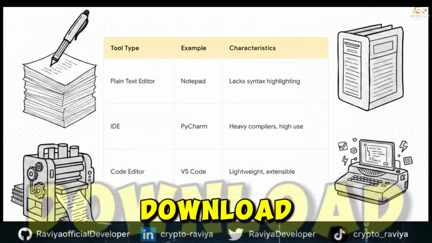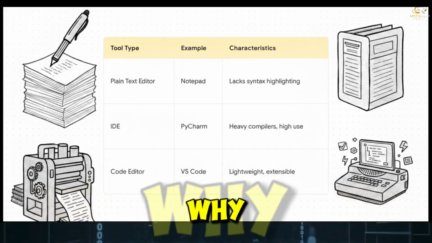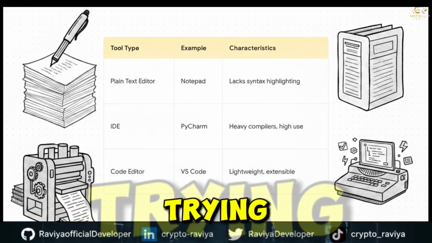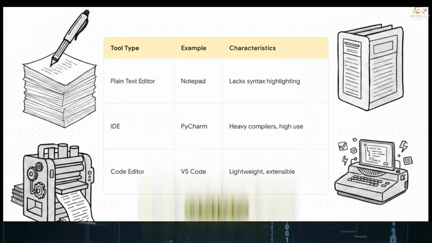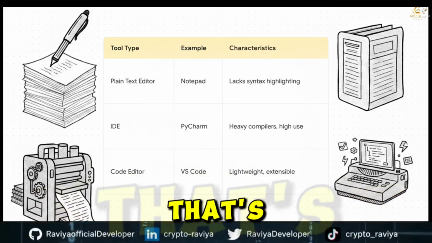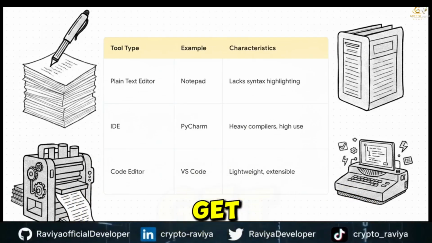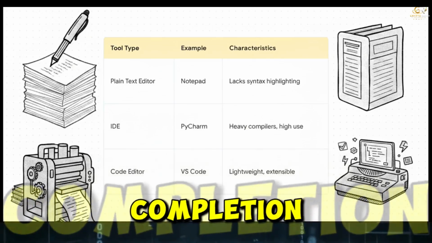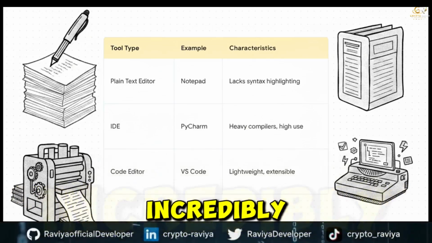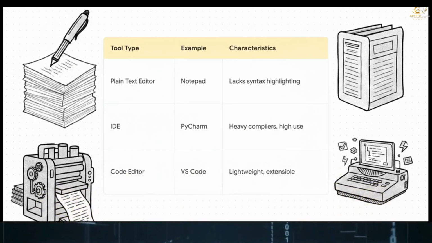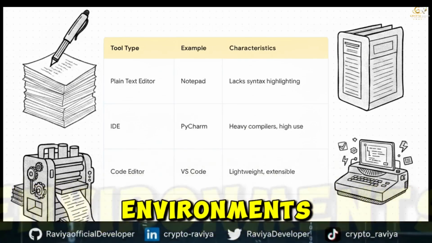So before we download a single thing, you might be wondering, why do we even need a specialized tool just to write code? Well, imagine trying to handwrite a 500-page book using a cheap ballpoint pen. That's basically what it's like using a plain text editor like Notepad or TextEdit. You get no syntax highlighting, no autocompletion, no debugging. It's incredibly inefficient.